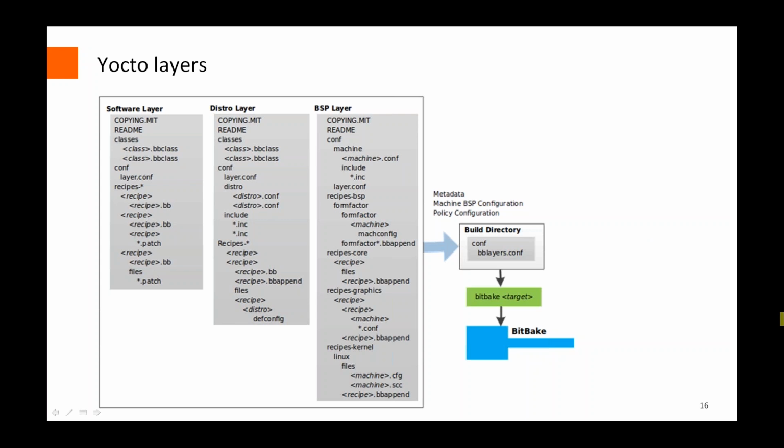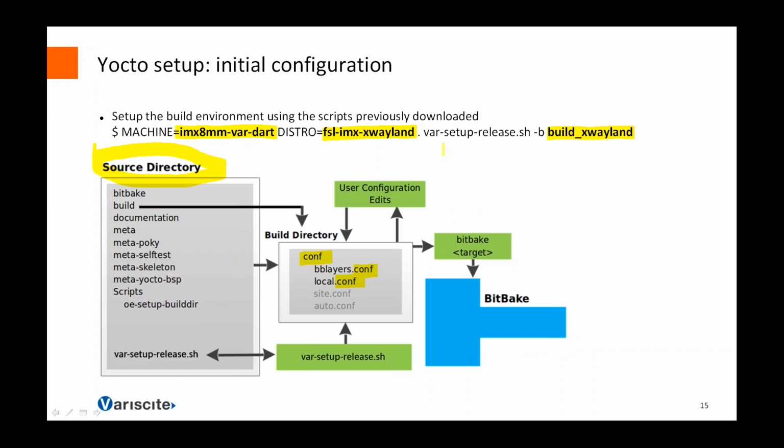This is managed automatically during the download phase, so you don't need to care about the layer. They will be provided to you once you download everything with the script that we provided in the wiki. So one of the parameters that we used in the previous slide was the distro. What is the distro?